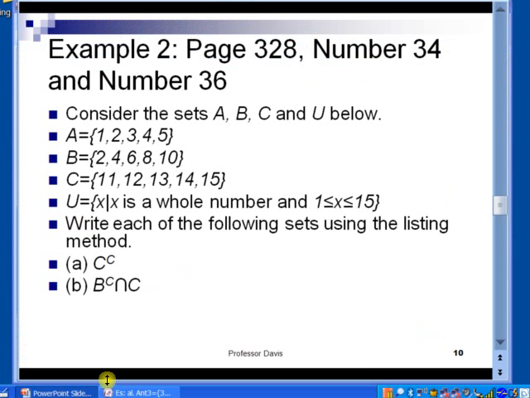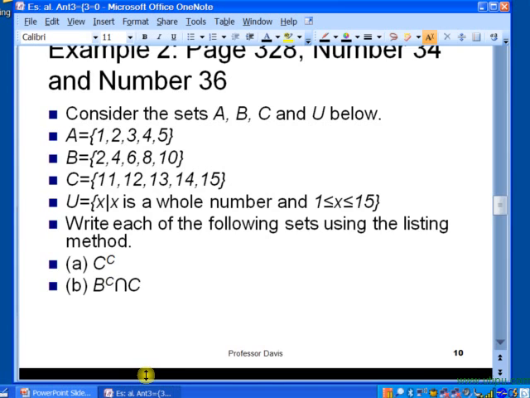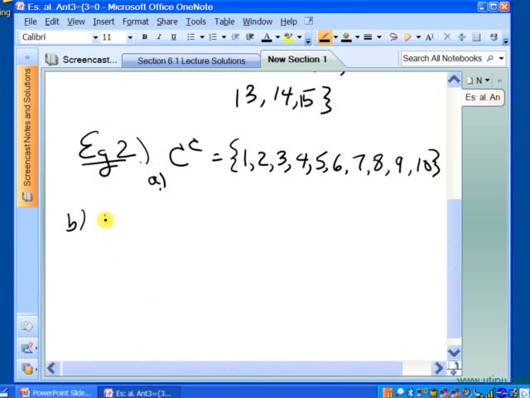Now, let's move along to part B here. Part B is asking us to find, look at this now, it gets a little more complicated, doesn't it? We want the intersection of B complement and C. All right, so to do this one, let's first write down what B complement is, and then we'll do what's in common with C to get that.